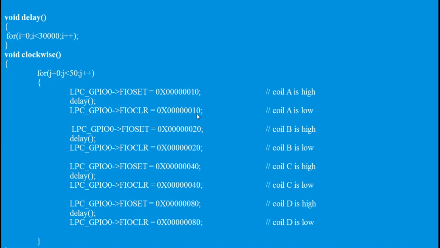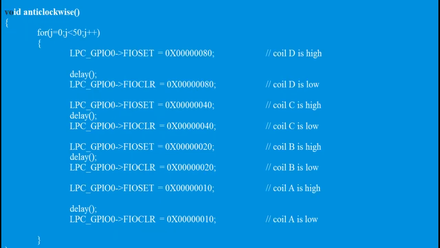These values are the corresponding positions of the pins, which was discussed in the earlier slide. Similarly, we have another function called void anti-clockwise. Here the sequence just has to be reversed. Instead of energizing A first, you have to energize D, followed by C, then followed by B, and followed by A, so that your motor, that means the rotor, will rotate in the anti-clockwise direction.